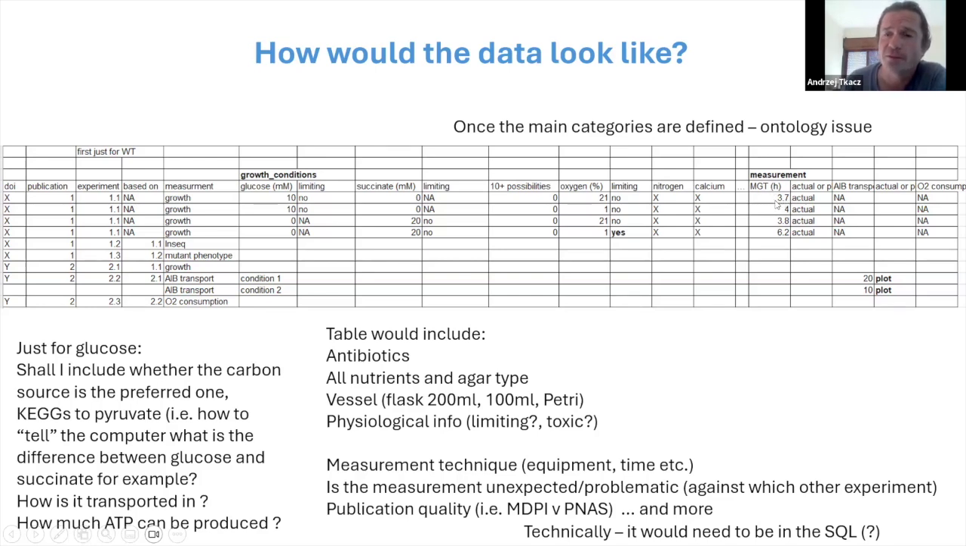And the same about measurement. This is what we get from some plot. For example, for that strain the mean generation time is 3 hours 0.7. But is it recorded in the text? Is it taken from a plot? And was there any other phenotype measured at the same time or not?